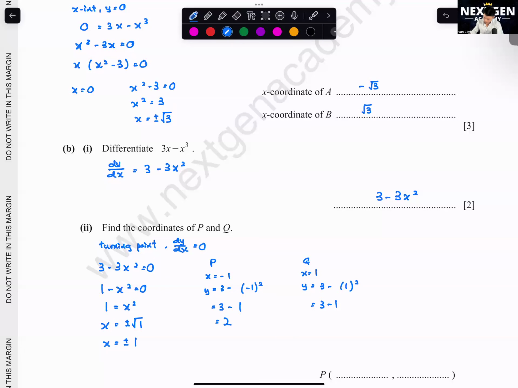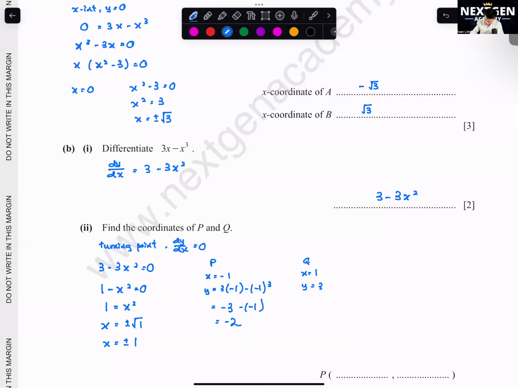Hold on a minute. 3x. Okay, see, why am I working all like that? Okay, rewrite again. It's 3x minus x cubed. 3x minus x cubed. The first one is minus 3 minus 1. So we'll get minus 2.